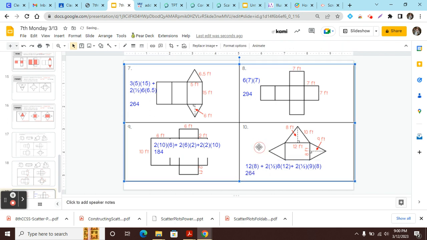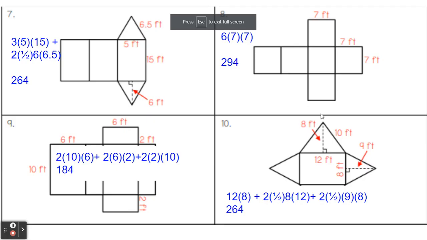Okay. What I'm going to have you do now is go ahead. It is not due until Friday, but go ahead and start working on the independent practice and then work on the IXL that goes with this lesson.